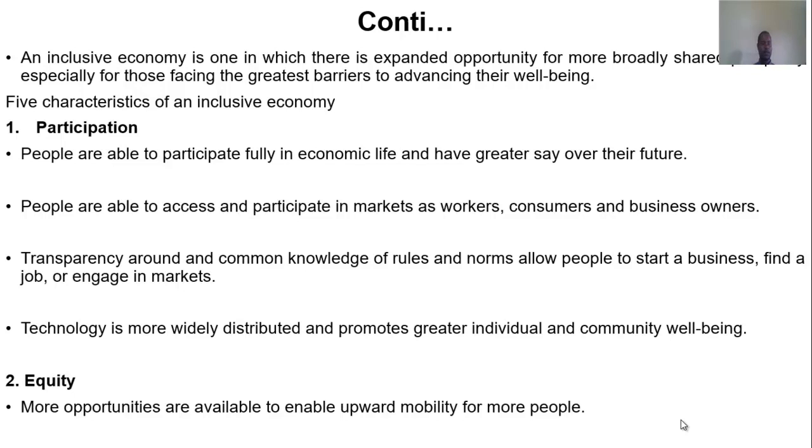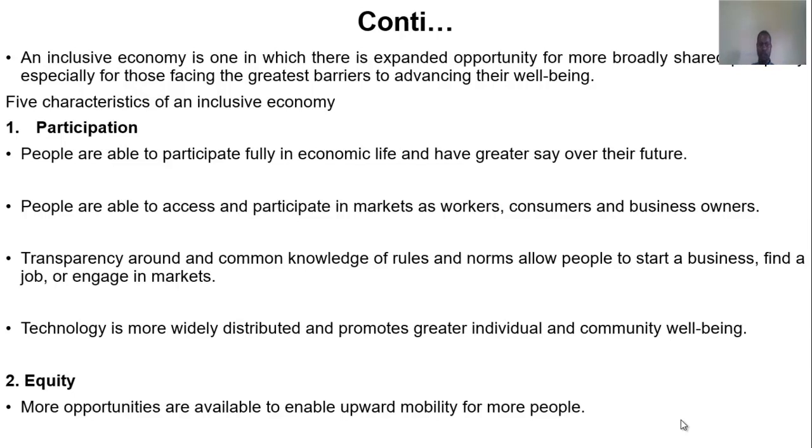People are able to participate fully in economic life and have greater say over their future. People are able to access and participate in markets as workforce, consumers, and business owners. Transparency around and a common knowledge of rules and norms allow people to start a business, find a job, or engage in markets. Technology is more widely distributed and promotes greater individual and community well-being.